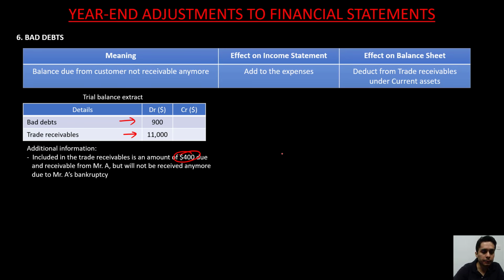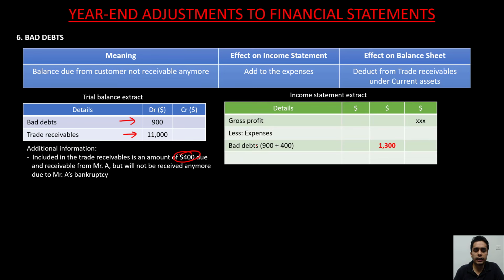So going to our income statement, obviously the bad debts from the trial balance will be picked up at 900. To this we will add additional bad debts of 400, which is included in the trade receivables, not yet adjusted in our books of accounts. We will add additional 400, and that brings us to 1300 of bad debts total.